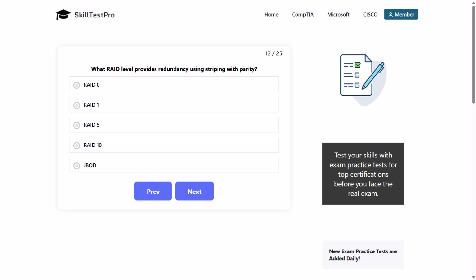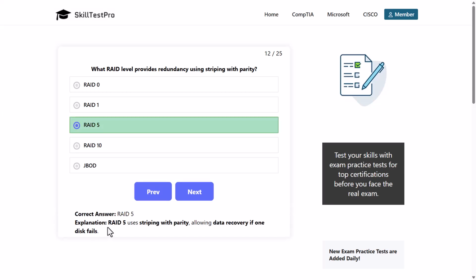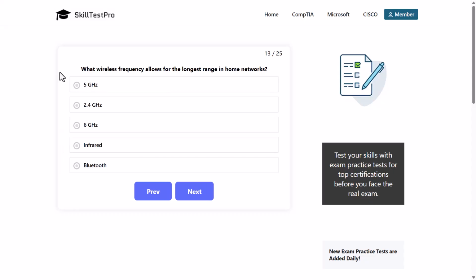So which one would be the correct answer for this question? And here the correct answer is RAID 5, as RAID 5 uses striping with parity, allowing data recovery if one disk fails.